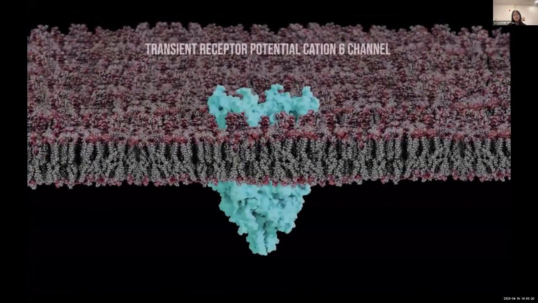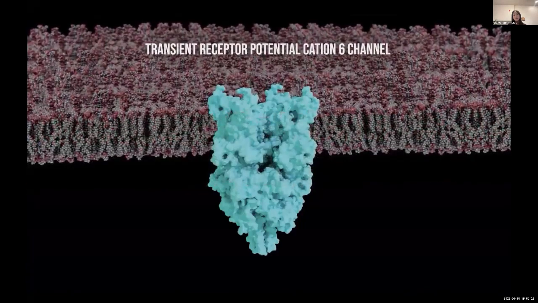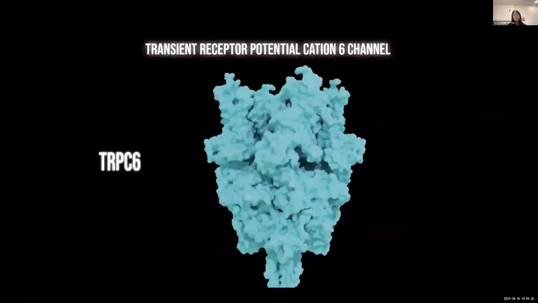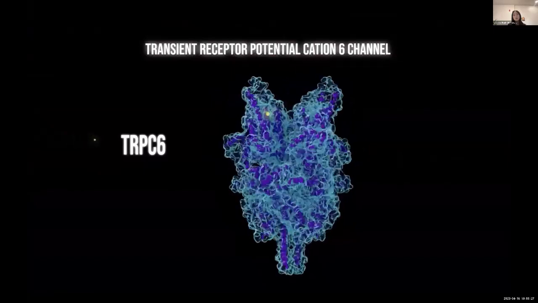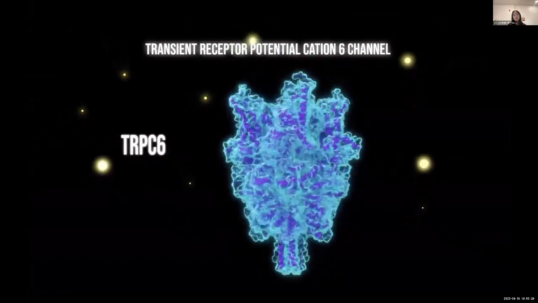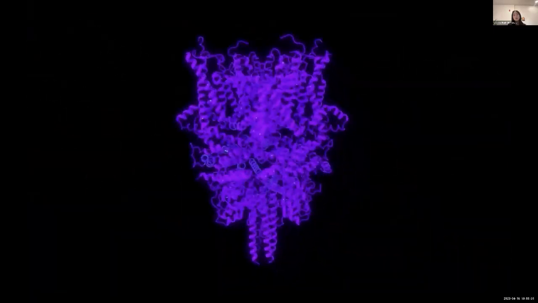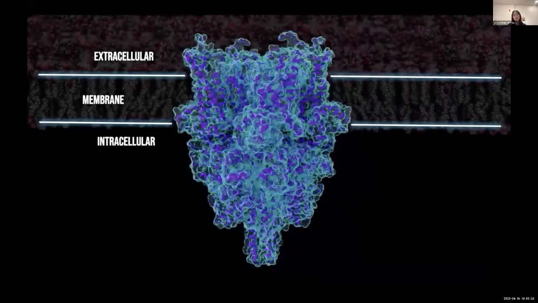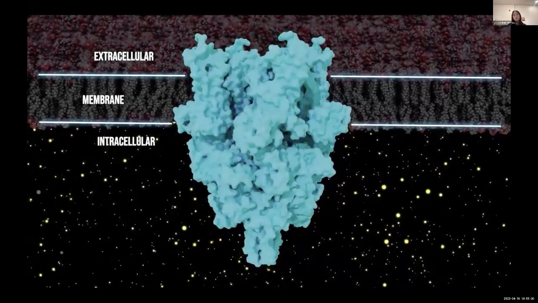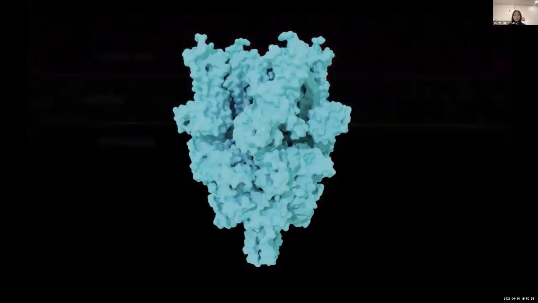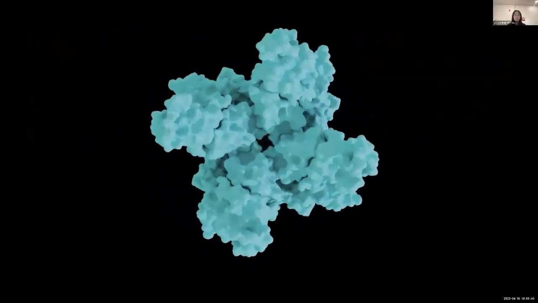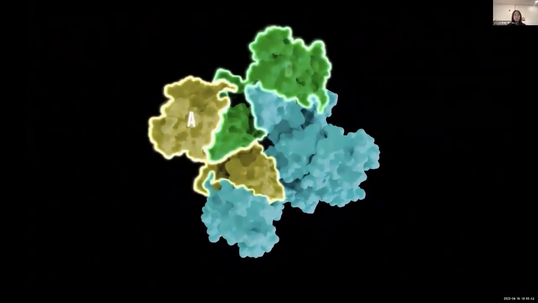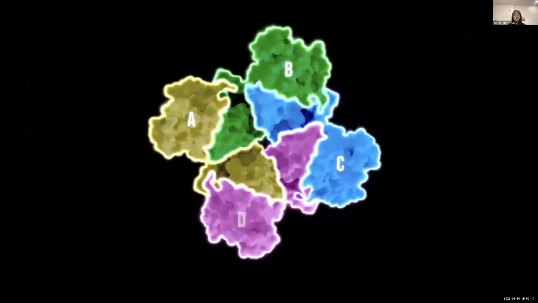The transient receptor potential cation 6 channel, also known as TRPC6, is a non-selective cation channel that is 6 times more permeable to calcium ions than sodium ions. The membrane protein is located in the lipid bilayer, where it acts as a signal transducer by altering the intracellular calcium concentration. The channel is made up of 4 subunits, A, B, C, and D, which together form a passageway for calcium ions via a pore between the 5th and 6th transmembrane domains.